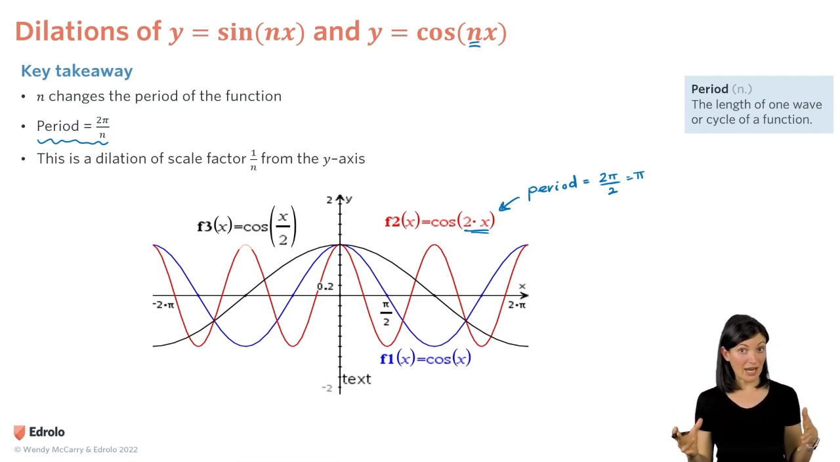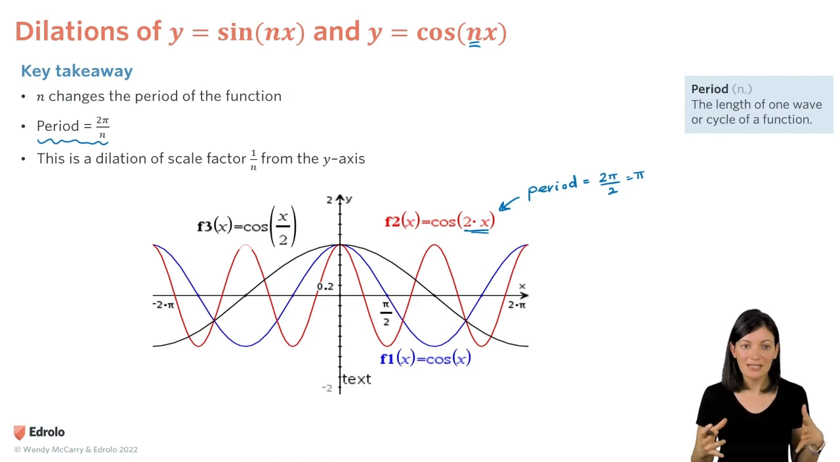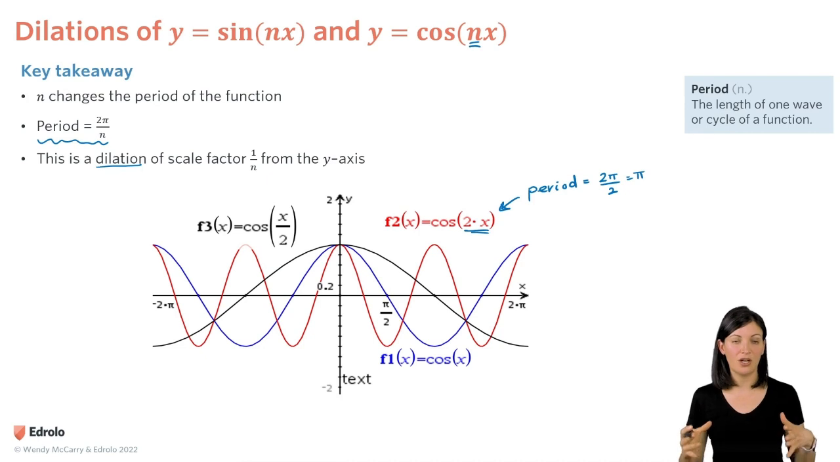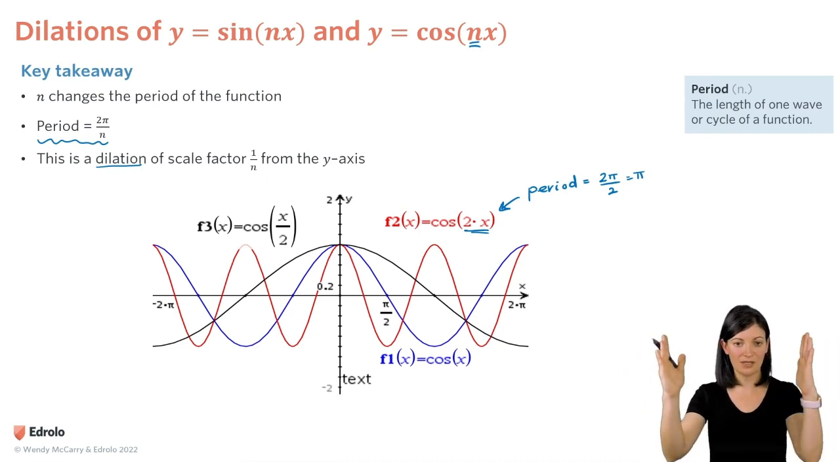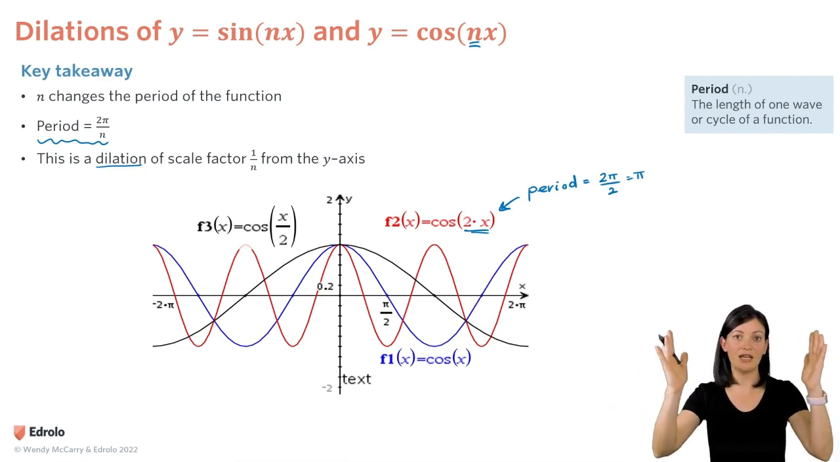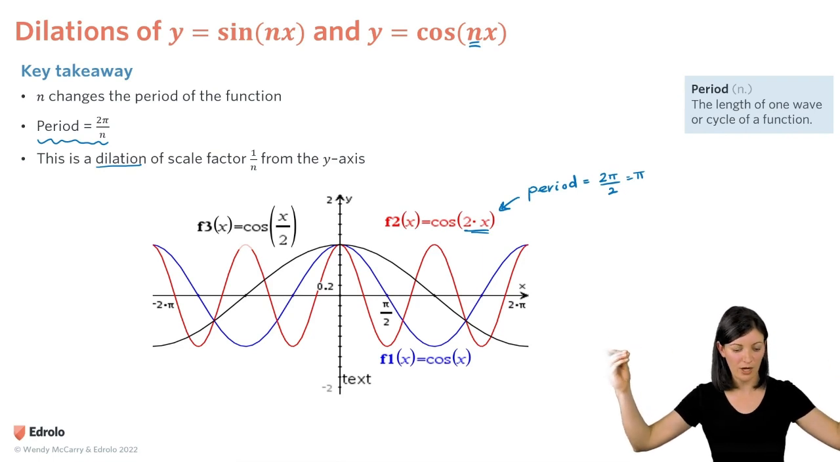If we relate that back to our transformation language, we would say that this is a dilation of a scale factor of 1/n from the y-axis, okay? So it's compressing or stretching the graph either towards the y-axis or away from the y-axis.